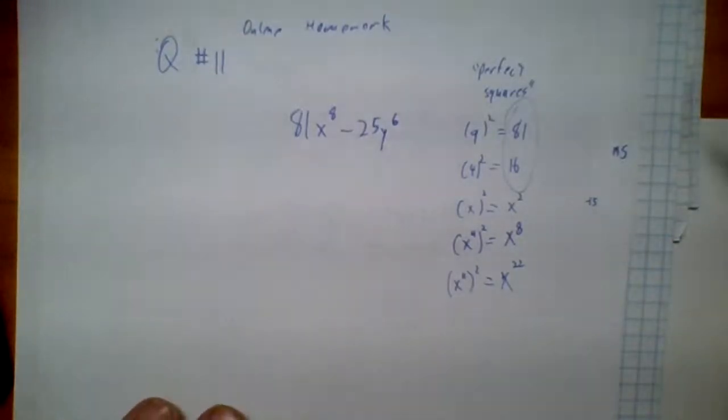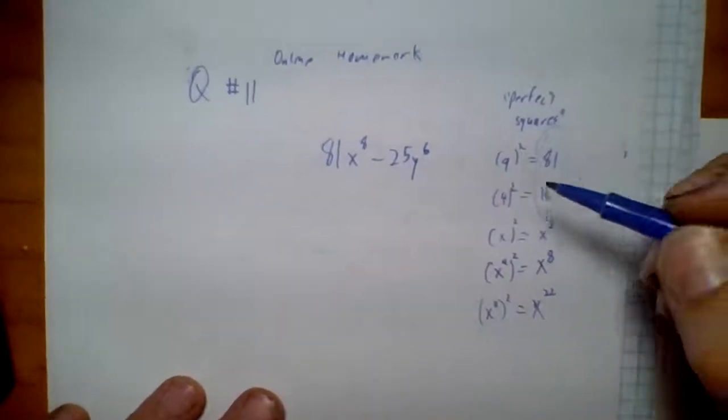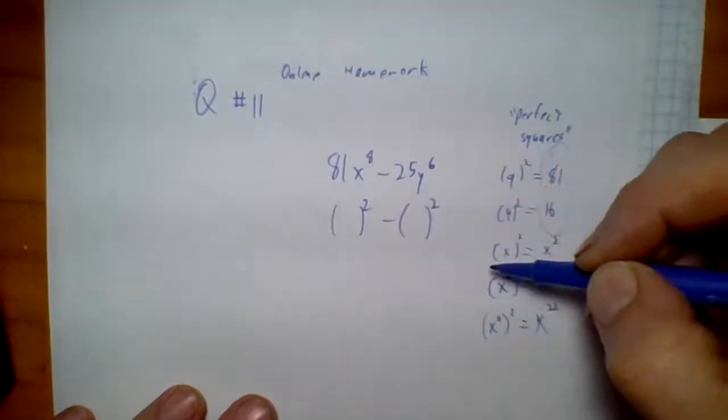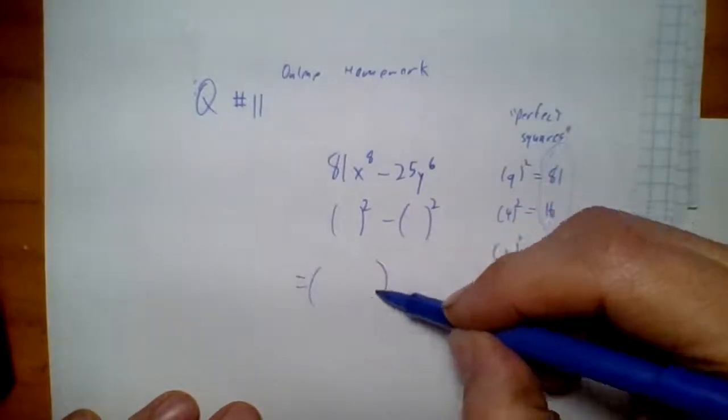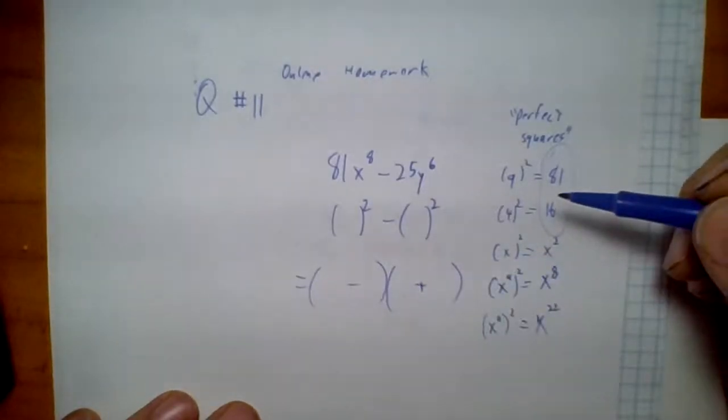So that's what we have here. These are perfect squares. We're going to have to look at the exponents on that. So we're trying to write it this way as a difference of squares. And then we're going to be able to factor it using the difference of squares pattern, which has the minus and the plus there.